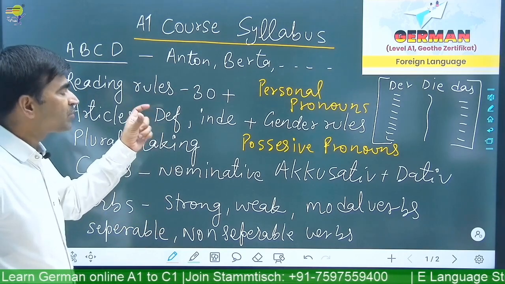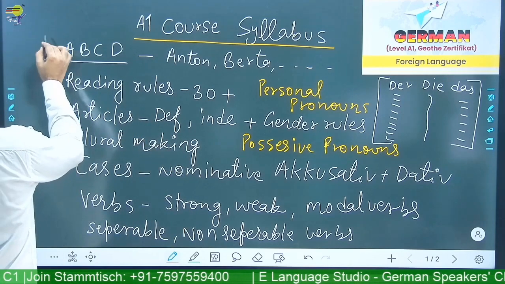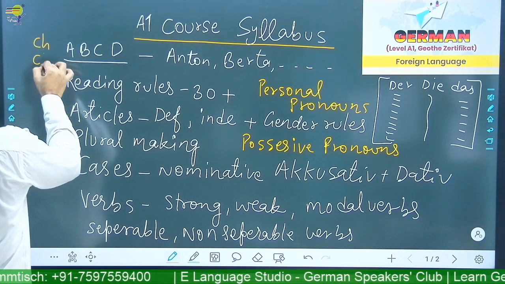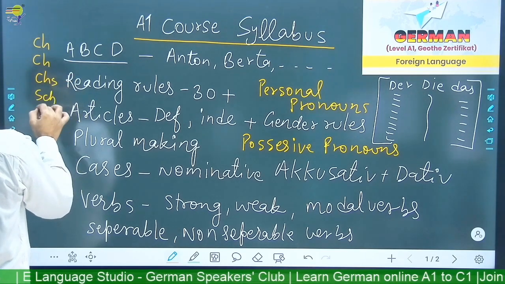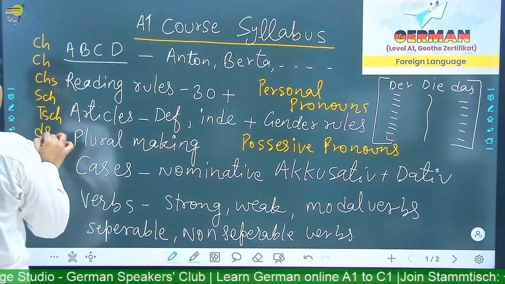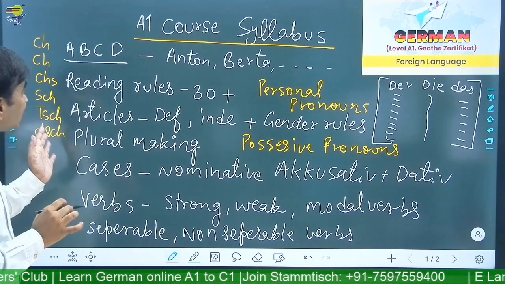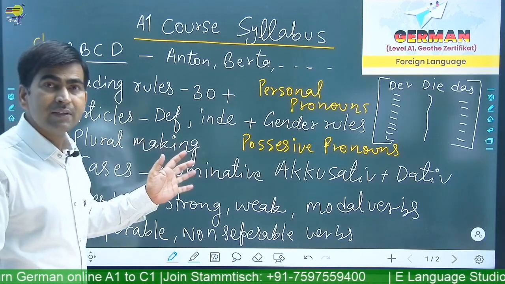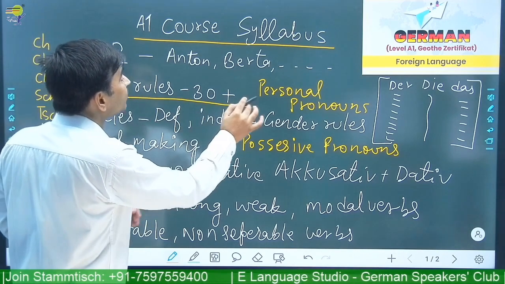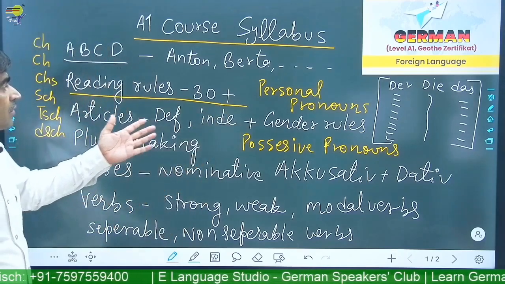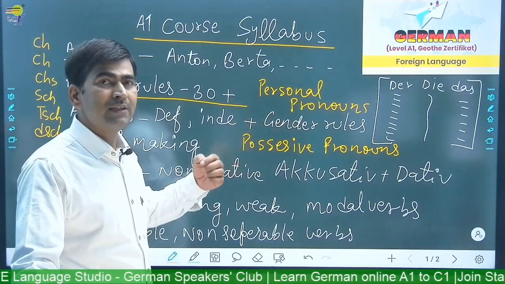So if you see, we have certain combinations like CH, CHS, SCH, then we have TSCH, then DSCH. Well, there are many of these rules and we would be learning them later, so don't worry at all right now. And also it is about the personal pronouns that we have in German. For example, I, me, to me, or you, to you, etc.